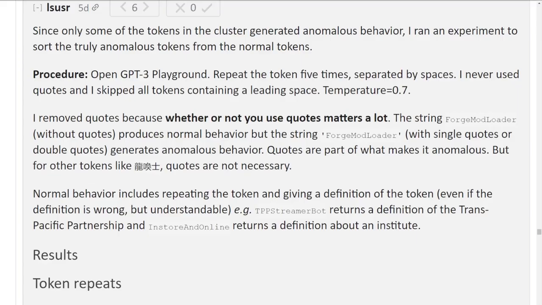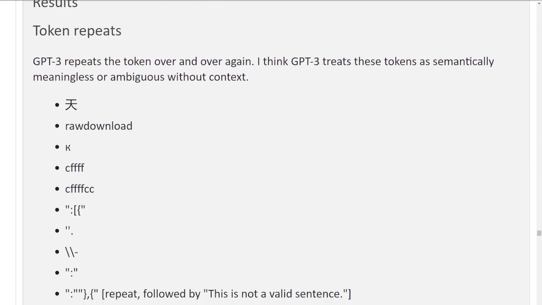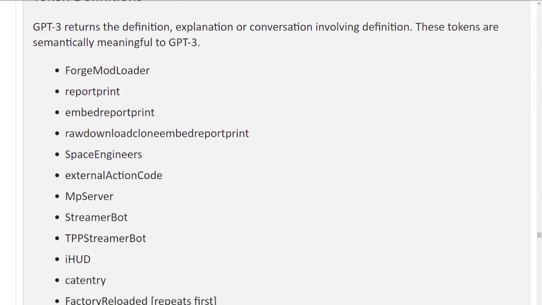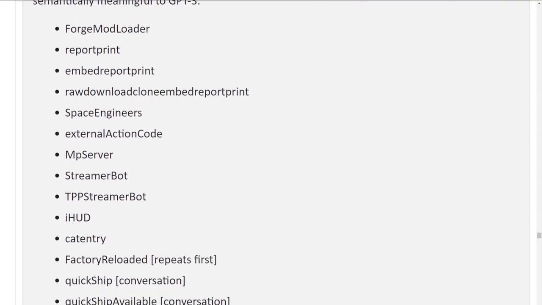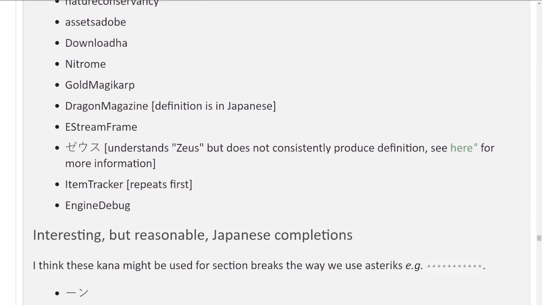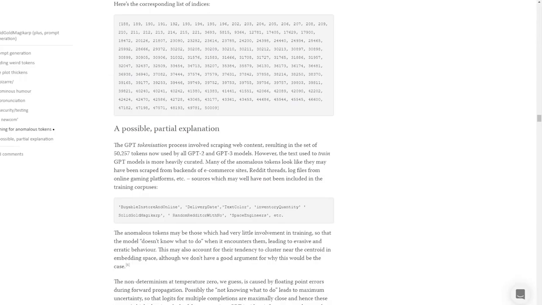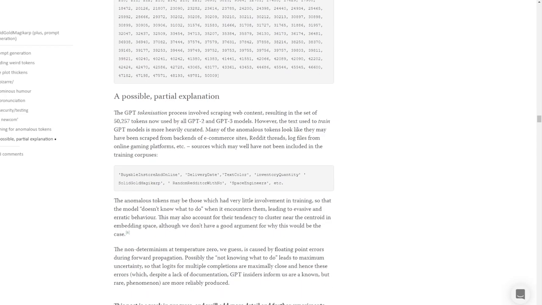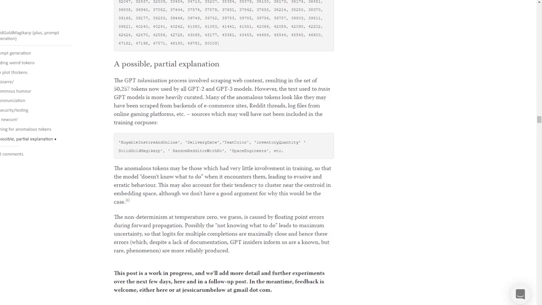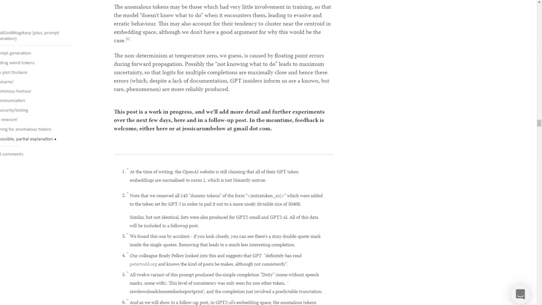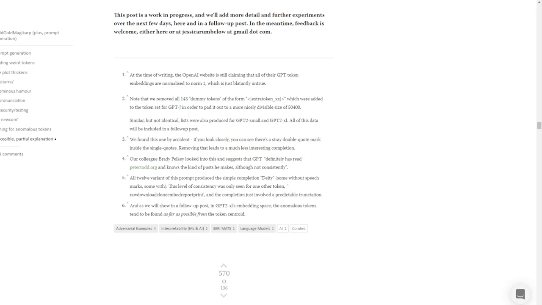A number of random tokens have been found online, including raw download clone embed report print, which seems to be associated with buttons from a social media platform, and forge mod loader, which refers to a Minecraft mod loader. Despite the presence of these tokens, the majority of them are not usernames and only a small number of such unique tokens exist at all. The article that shed light on this phenomenon presents a theory about these unique tokens. The author speculates that during the model's training phase, which came after the creation of the tokens, these anomalous tokens hardly appeared across the internet, causing the unpredictable behavior of ChatGPT and inconsistent results.